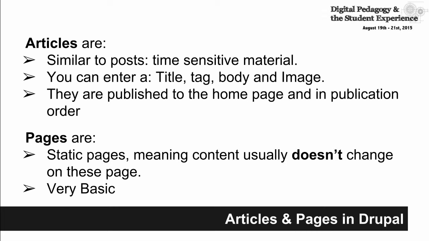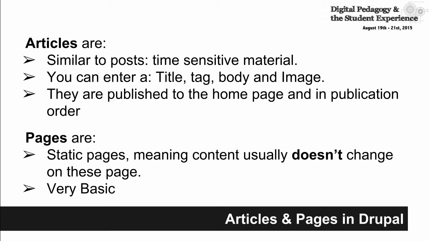Articles are time-sensitive materials. You can think of them as posts that are relevant within a specific time frame. When you click on article, you'll see that you can enter a title, tag, body text, and an image. Once published, it will appear on the home page and sorted in order of publication date. An example of an article would be posting a link to a scholarly article that addresses some of the issues raised in, let's say, Pride and Prejudice. This reading would be more relevant around the same time the students are studying Austen. To access articles, just go to the Content menu, Add Content, and select Article.